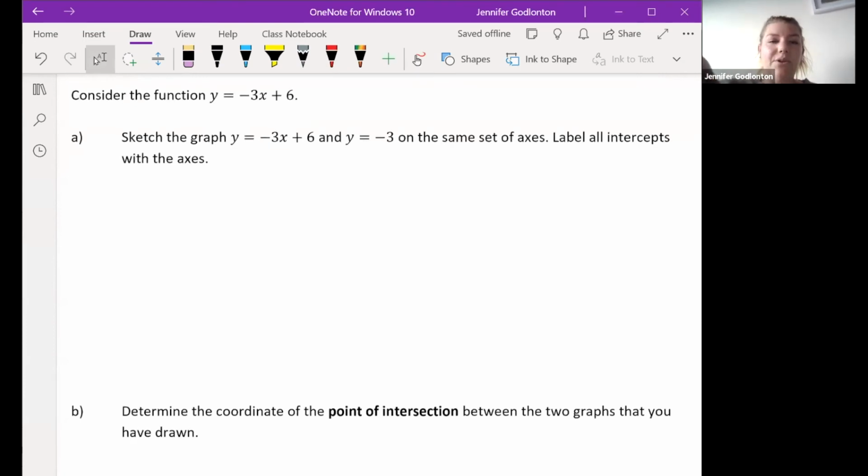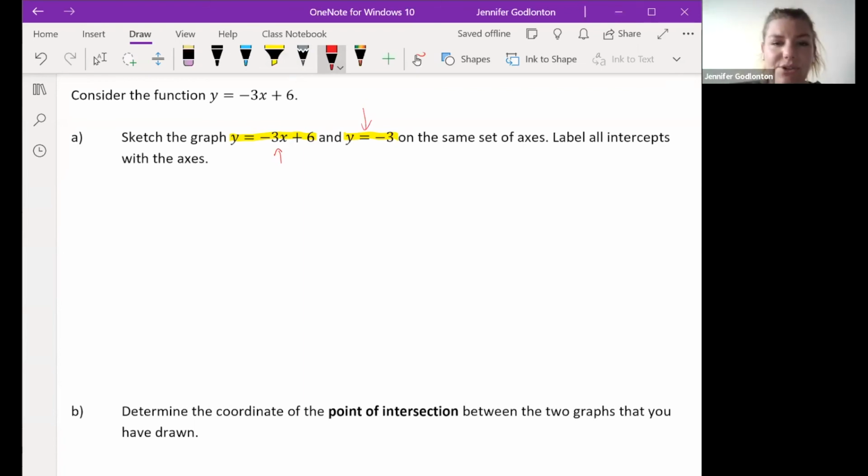Okay, so I'm going to read through this question. I'm going to give you some helping hands, and then I'm going to let you work through this yourself. So first thing you have to do is sketch the graph y equals negative 3x plus 6, and sketch the graph y equals negative 3. This graph should be nice and easy after what we've just spoken about, because that's basically what we did today. This graph is what we've been doing over the last 2 weeks.